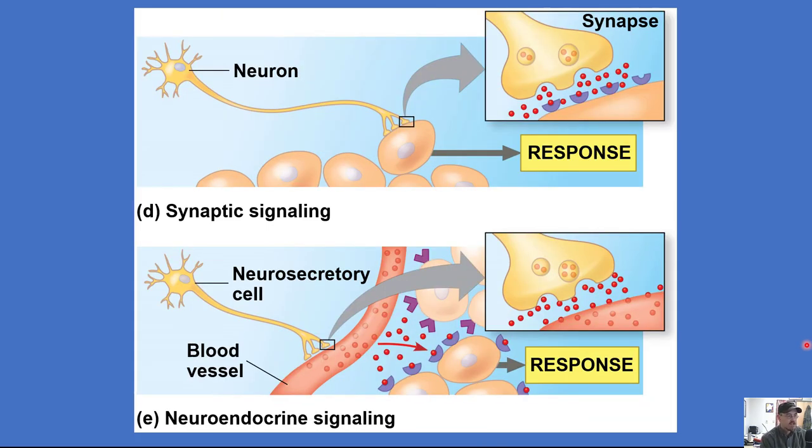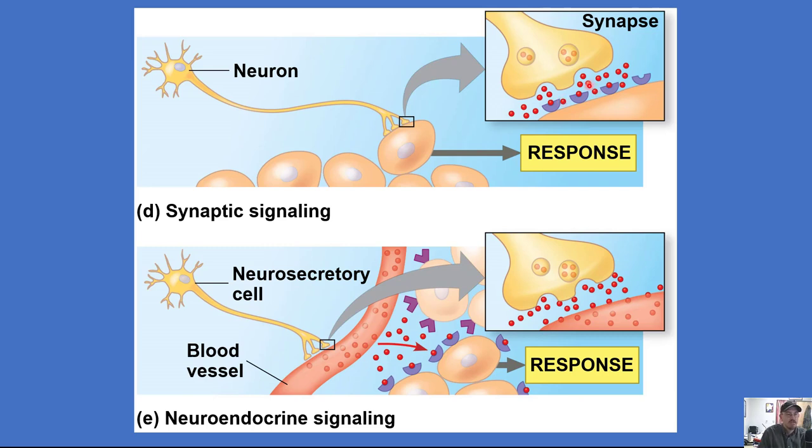Meanwhile, nervous systems will fire an electrical signal down the neuron, but when we get to the end of that neuron, what we have is synaptic signaling. A synapse is the gap between the neuron and the next cell. Either that cell's another neuron or perhaps it's another cell. And what happens is chemicals are released by the neuron which are then going to cross that synapse and then bind to receptors, causing a response in the next cell.